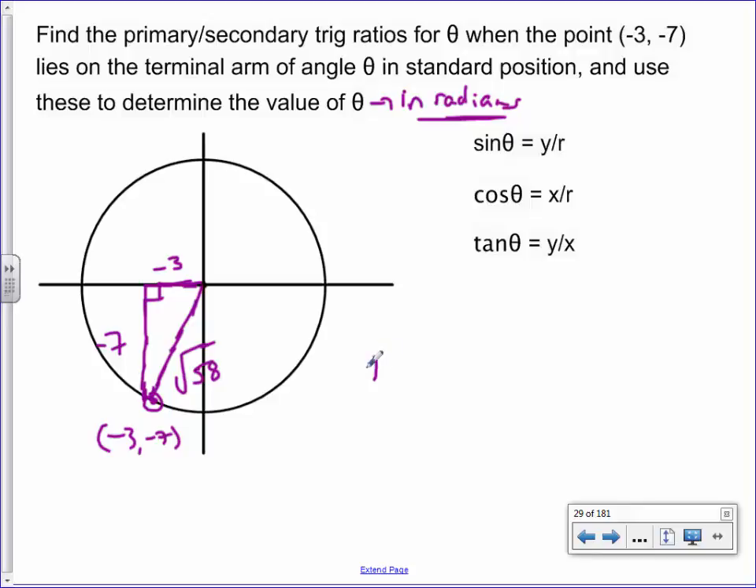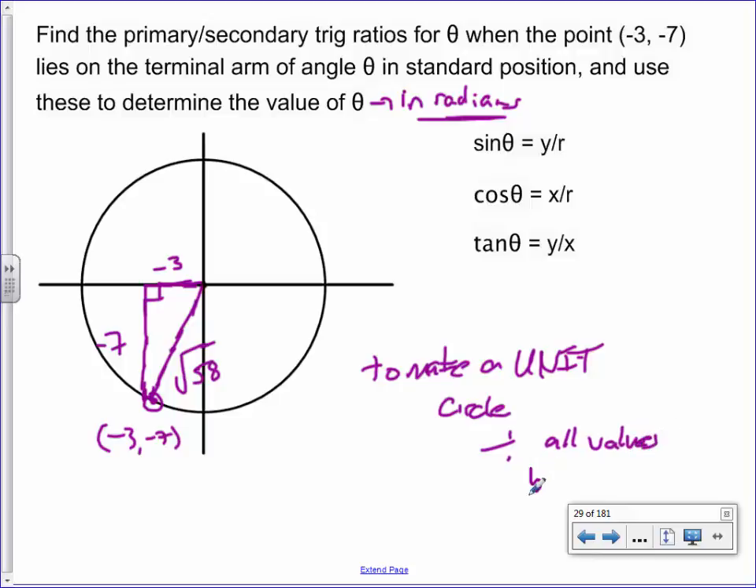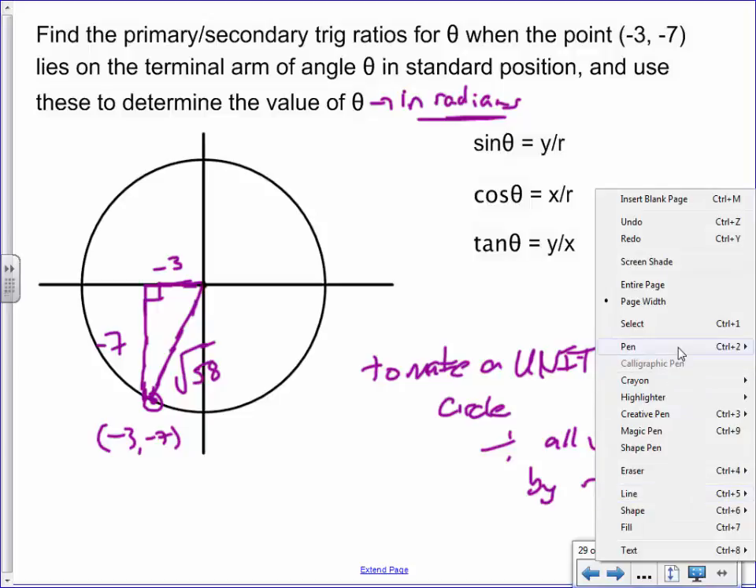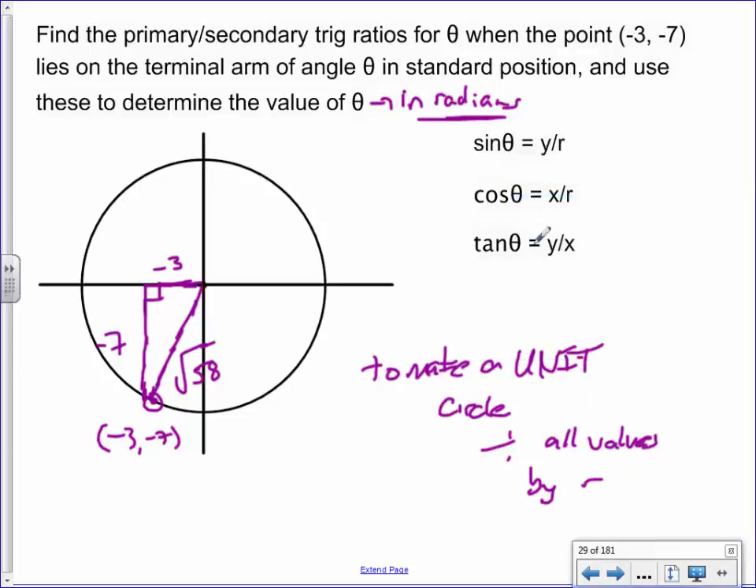To make it a unit circle, what we're going to do is divide all values by whatever the radius is. Because if you do it equally to all values, that's a fair mathematical thing to do. So I'm going to divide this by root 58. Because if I divide that by root 58, it's just going to be 1. I'm going to divide this by root 58. And I'm going to divide this by root 58.